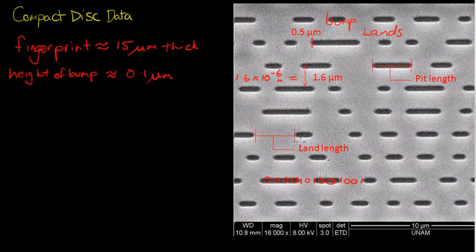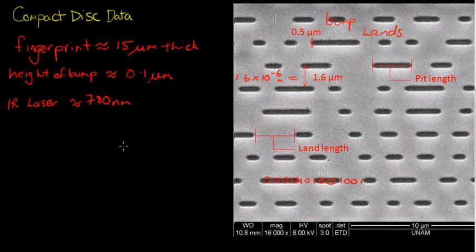So how does the laser read this? Well, we need to know something about the laser first. The laser is a red laser, but it's an infrared laser, so the light from it we can't see. And that's approximately 780 nanometers. That's the wavelength of the laser.